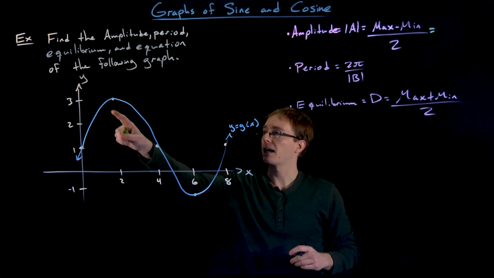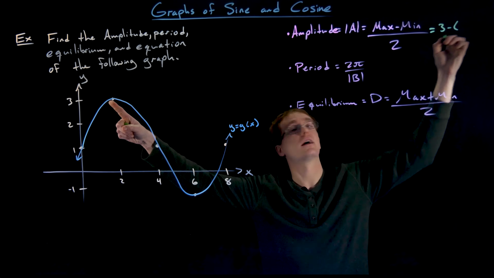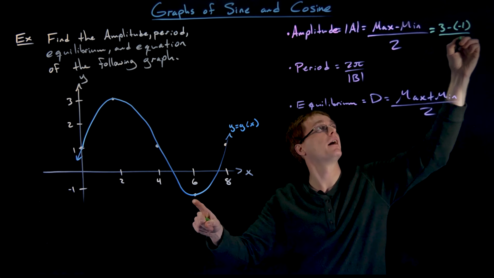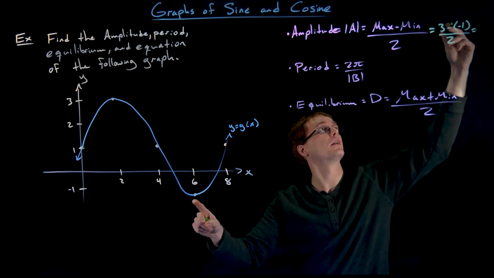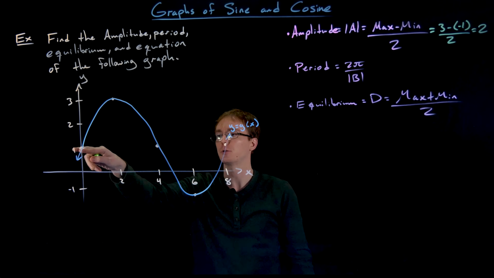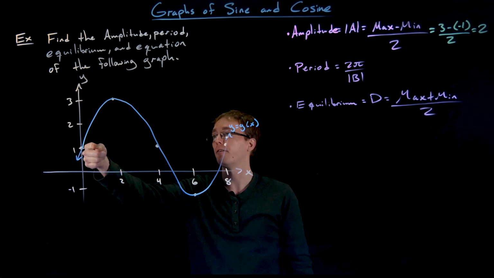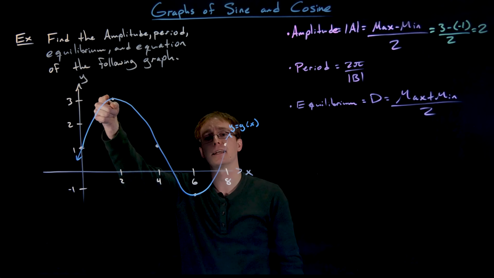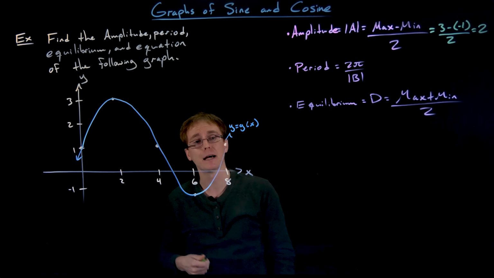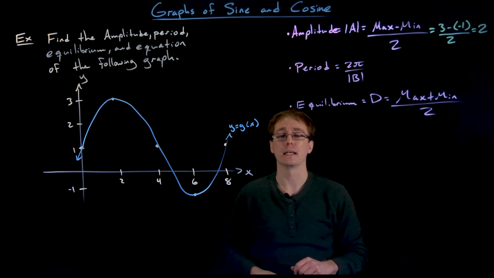So let's see, what is the maximum value of our graph here? It's positive 3. We have to subtract away from that our minimum value down here at negative 1 and divide that difference by 2. That simplifies to 4 over 2 or just 2. We can also probably visually inspect and see that the middle line or equilibrium is at positive 1. How far do we have to go from positive 1 to hit the maximum? Or how far do we have to go from positive 1 to hit the minimum at negative 1? Well, it's 2 in either direction, so that is our amplitude.